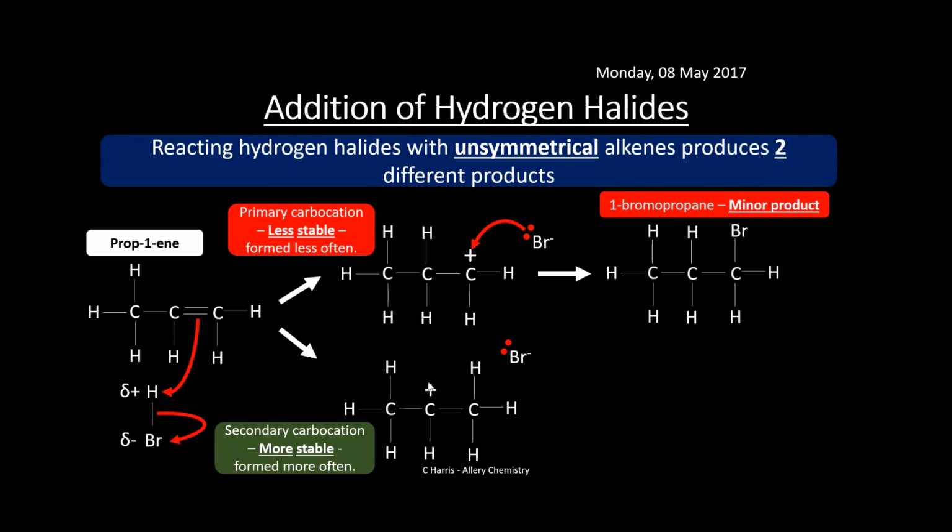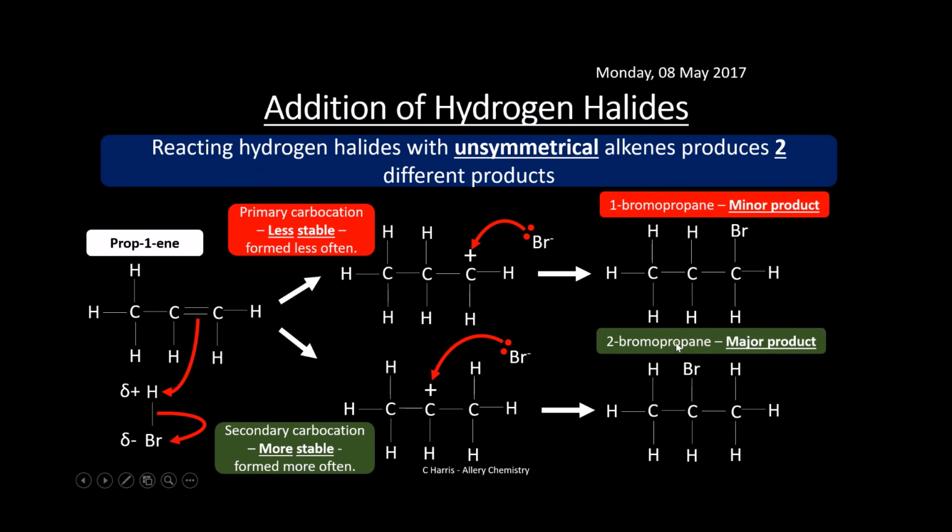So let's have a look at the first one. Bromine obviously adds on there and we form 1-bromopropane. We'll call this a minor product because we don't get much of it. The intermediate isn't as stable as this version, which gives you 2-bromopropane, a major product. So you can see here that we've got two different products, but you're going to get more of the 2-bromopropane because it's going via a secondary carbocation than 1-bromopropane, which is just a primary.